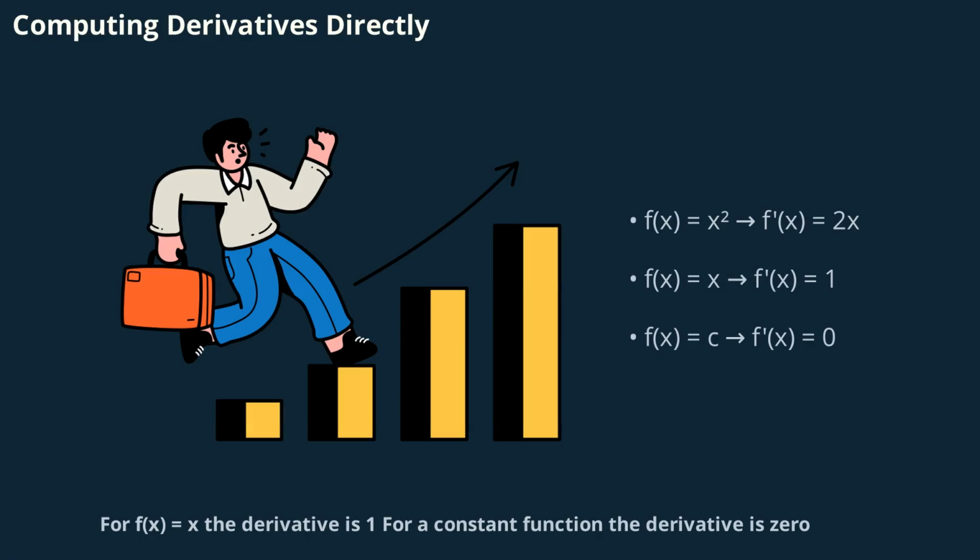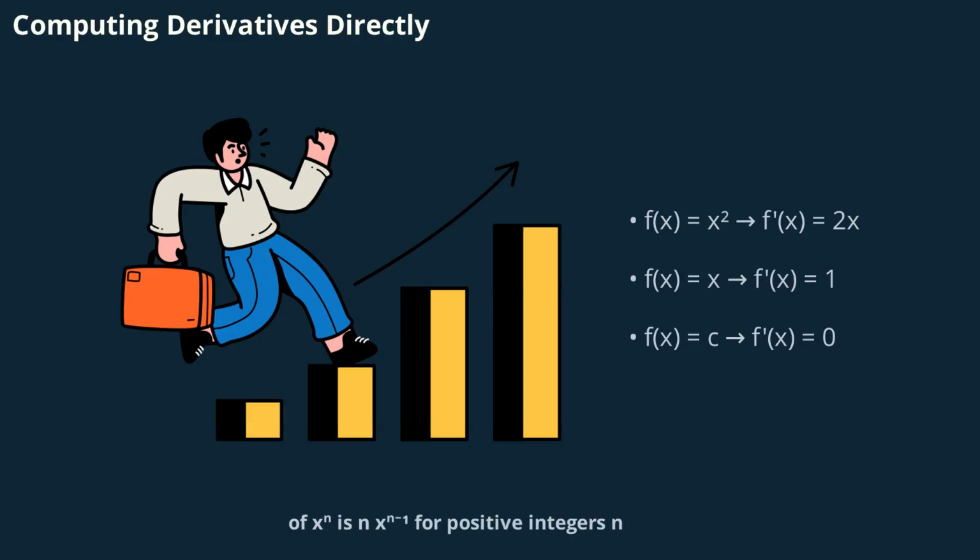For a constant function, the derivative is 0. The power rule tells us that the derivative of x^n is n x^(n-1) for positive integers, and these basic results are the foundation for more complex differentiation.